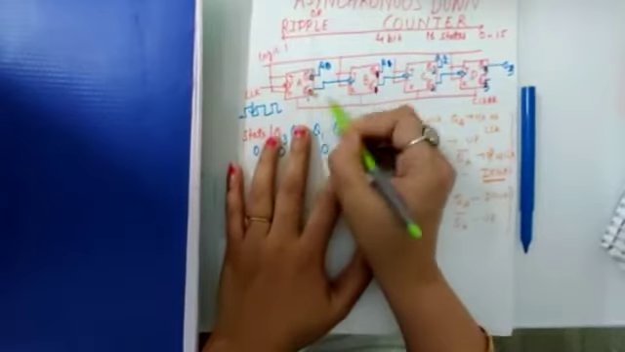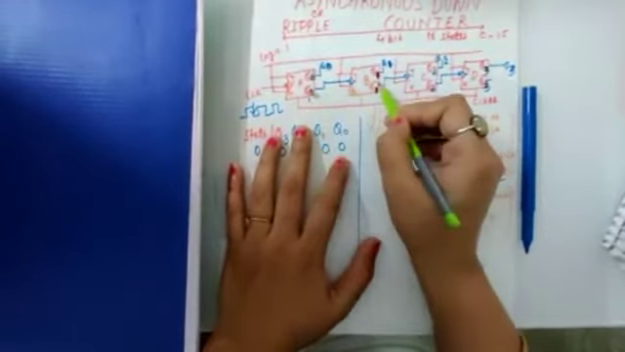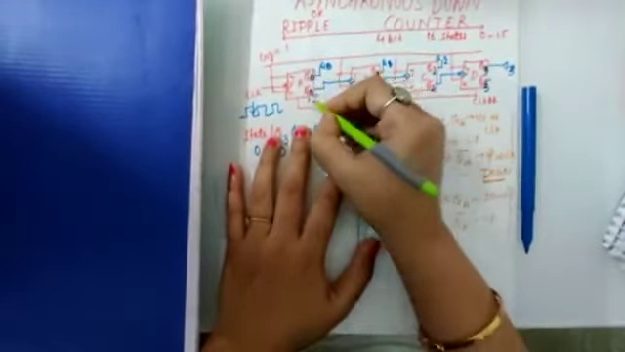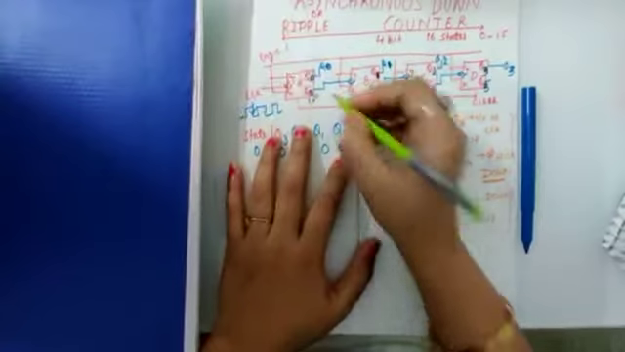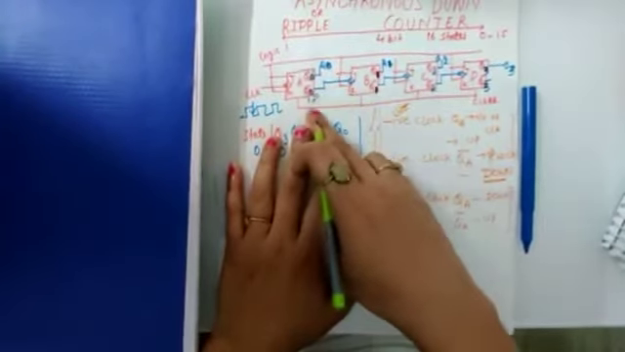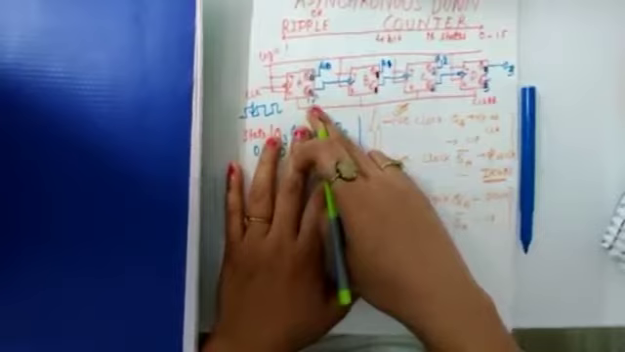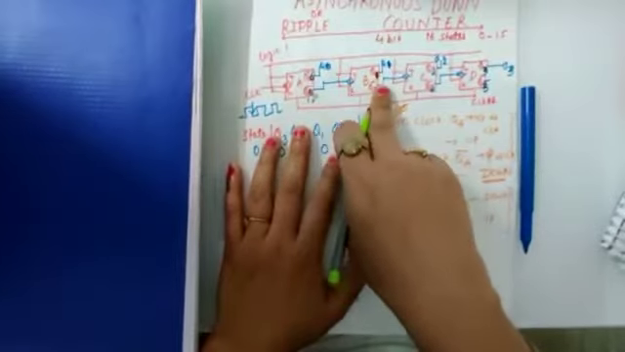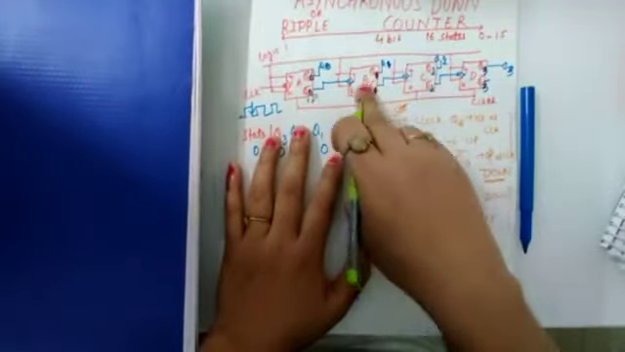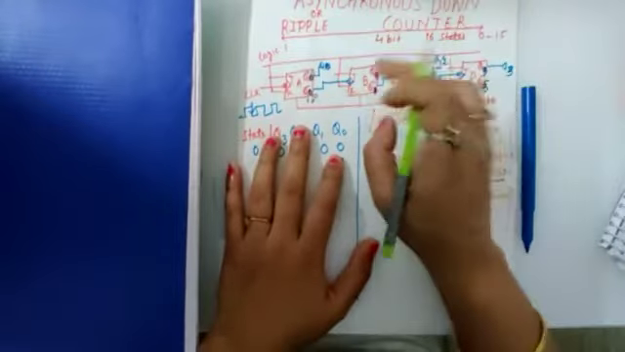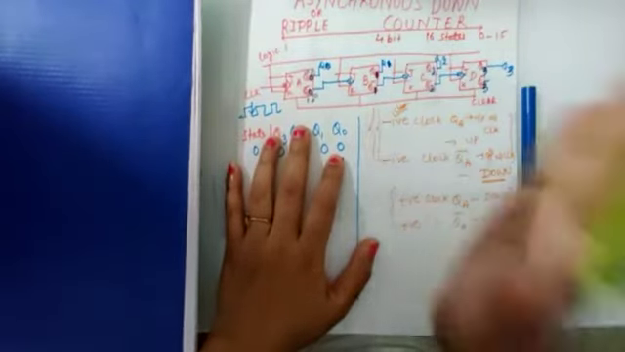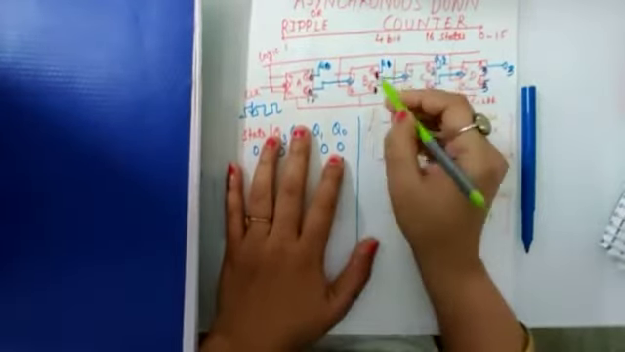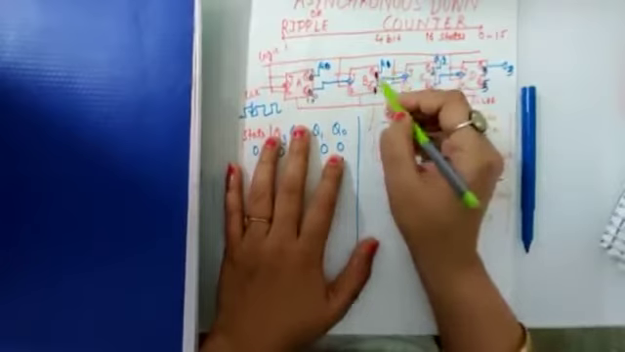And this Q0 bar behaves as the clock for the second. Now for Q0 bar, the transition from 1 to 0 is the required transition for a flip flop to turn on. So this is fed to the second flip flop and it will trigger the next flip flop. Now the second flip flop gets triggered on. If it is triggered on, it will change Q1 as well.